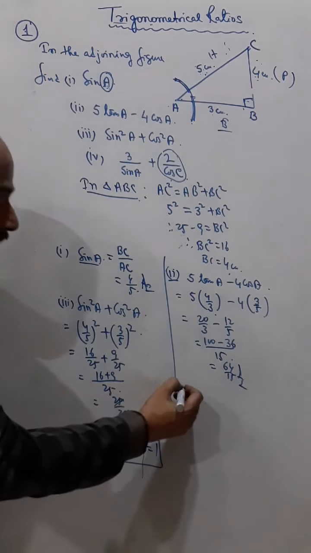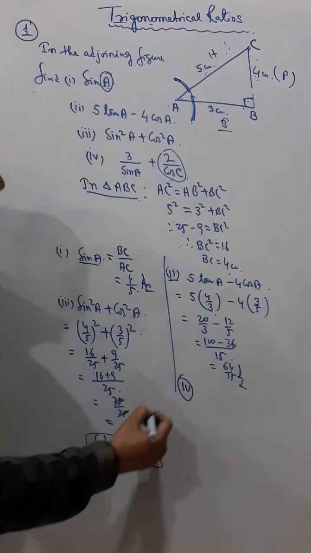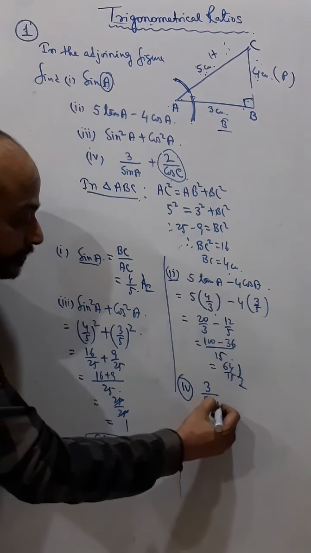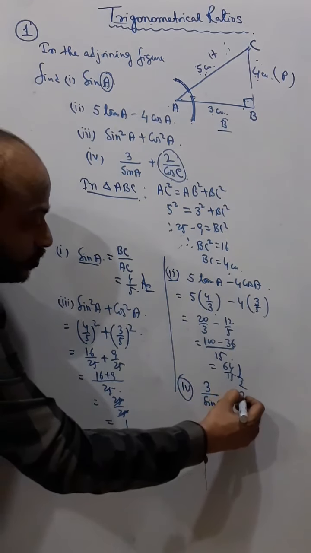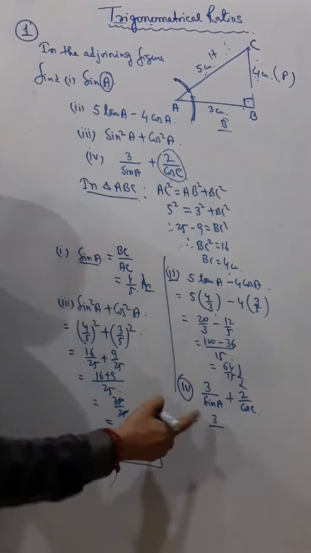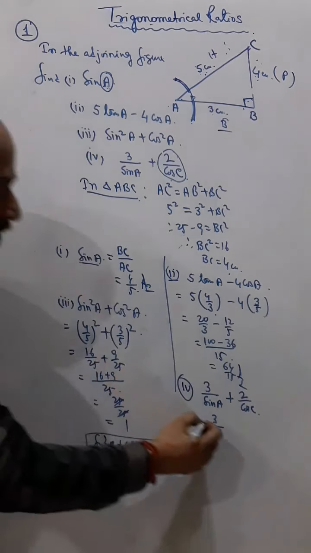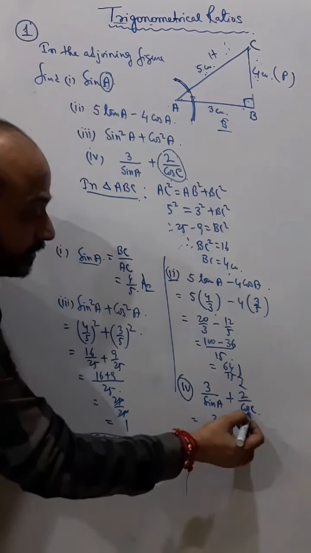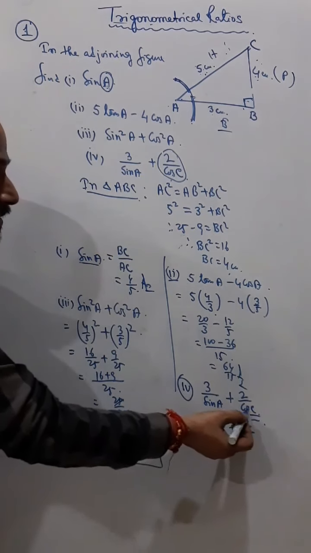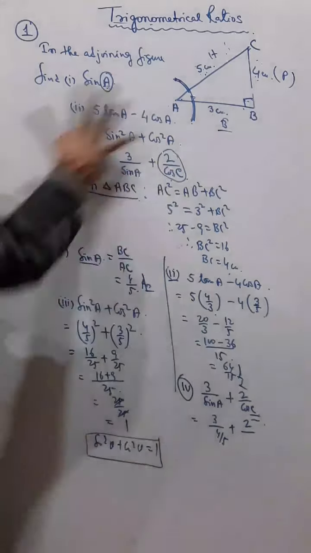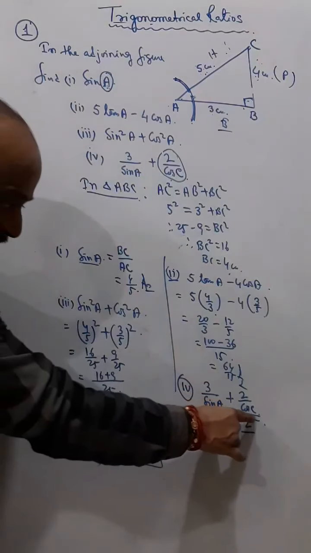And similarly number 4, they told 3 by sine a plus 2 by cos c. Now 3 by sine a we already got, that's 4 by 5. Okay, 4 by 5. But you see again, suddenly here they gave cos c. So that means suddenly all the ratios changed now, because they told with respect to c.